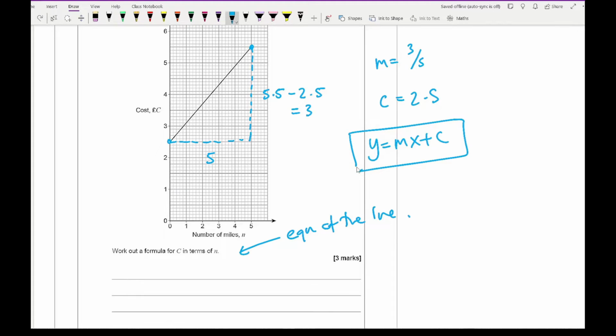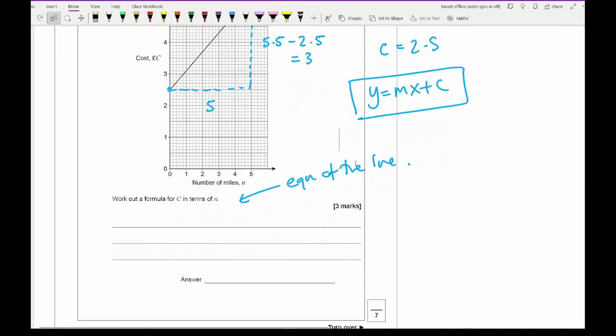Now, there's no indication about how they want me to write the formula, so I can pretty much choose exactly how I want to do it. There's no asking for the coefficients to be in terms of decimals or as whole numbers. So looking at this, I can either write the equation as y equals 3/5 x, or actually, get rid of the letters. Here we've got c equals 3/5 of n plus 2.5, or 5/2.